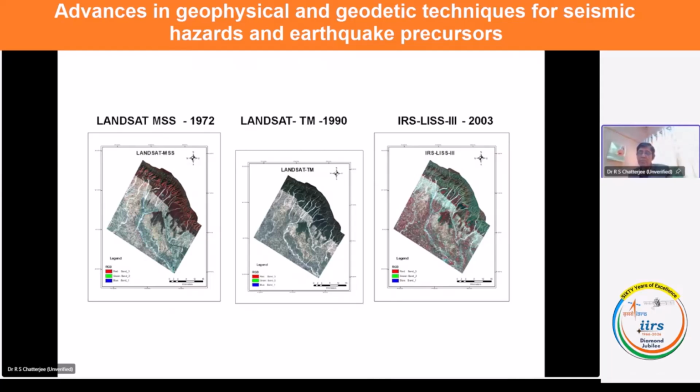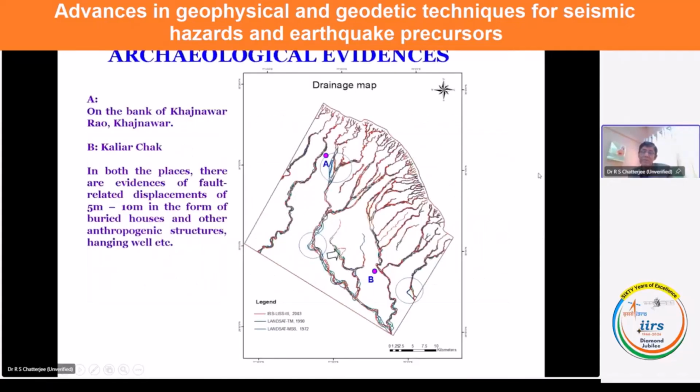Even today, slow creep can be observed from techniques like interferometric SAR. So active tectonic movements are reported, and we have observed them by our analysis. From the drainage anomaly, if you observe here, you can see three different drainage lines from 1972, 1990, and 2003, represented in different colors. You see how the drainage line has changed, and all along this line the drainage has shown a sudden change in direction. Suddenly there is a nick point.